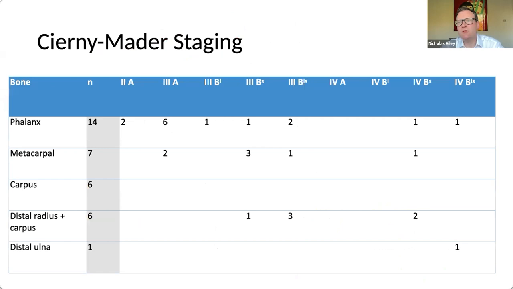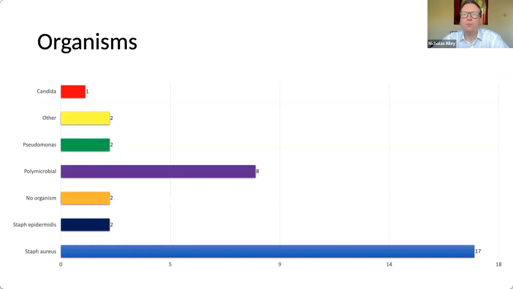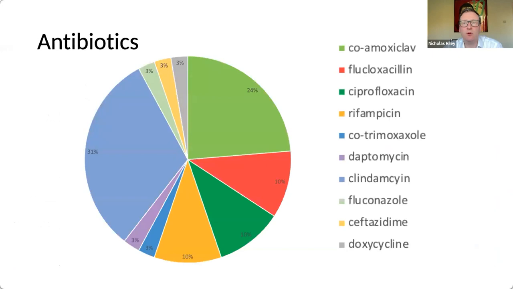We looked at our Cierny-Mader staging, and as you'd expect, the majority were type 3 and type B hosts. Organisms-wise, as you would expect, the majority were Staphylococcus aureus, but we did see a reasonable proportion of polymicrobial disease, and this is particularly worrying in the context of superbugs and resistance occurring. We then looked at our antibiotics, and the vast majority of patients were converted to oral antibiotics once a microbiological diagnosis had been established.